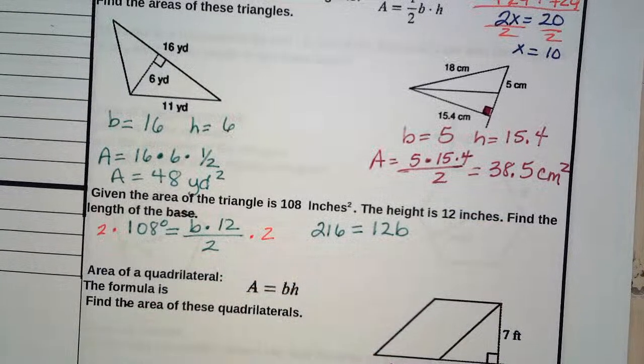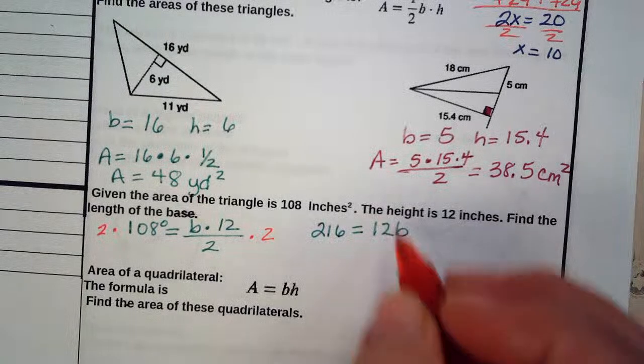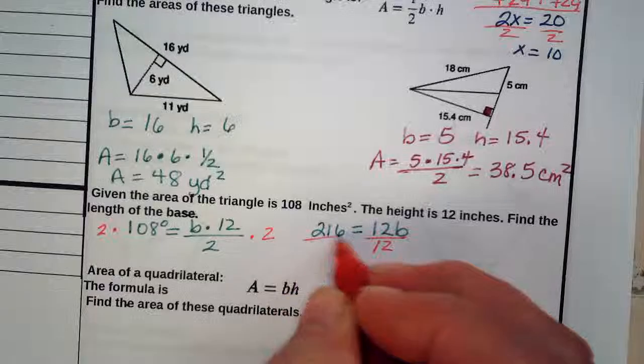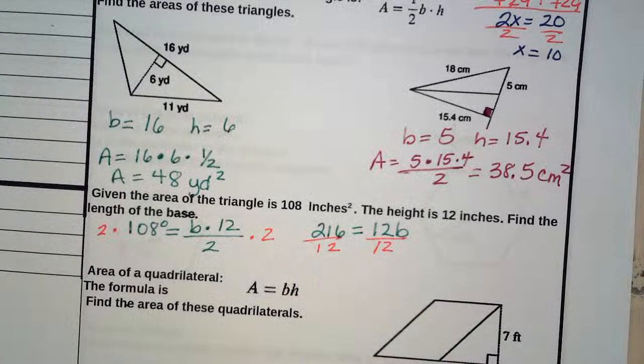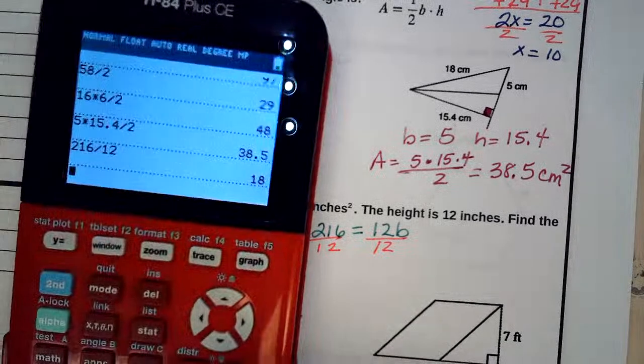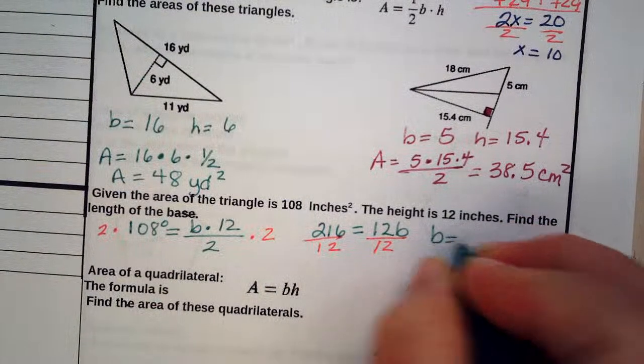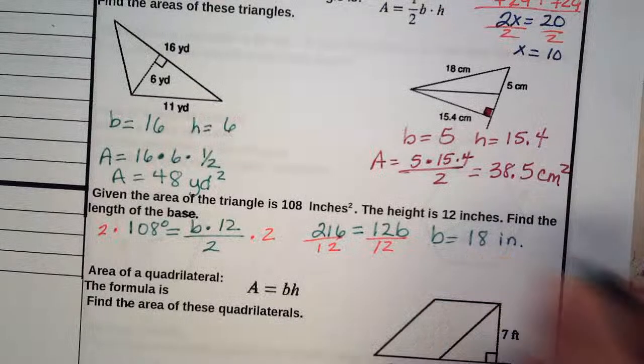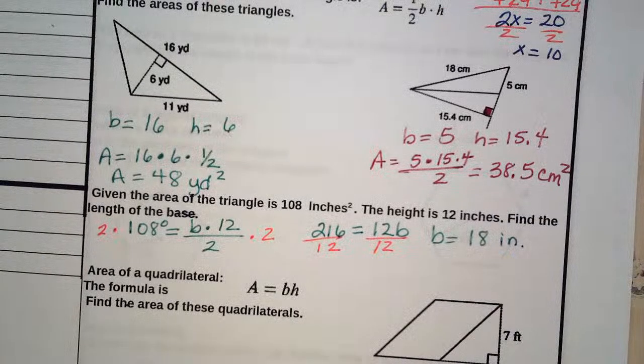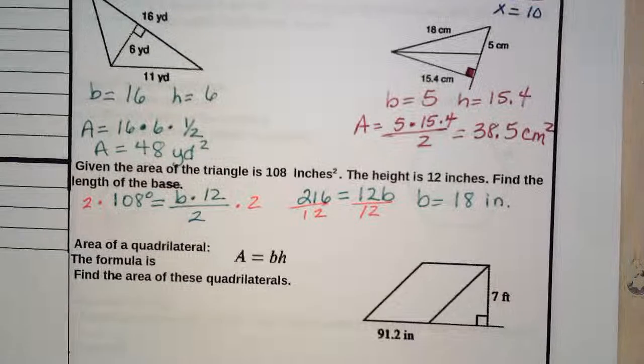b times 12 is 12b. Now, I'm going to divide both sides by 12, and b is equal to 18. And that would be inches. This time we don't have to square it because a length is in inches or yards or feet or whatever. It's not to the second power. But area is to the second power.